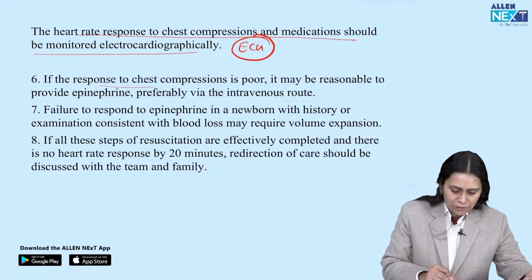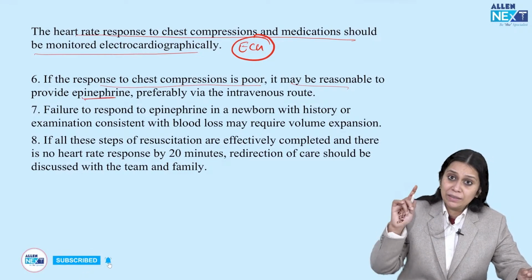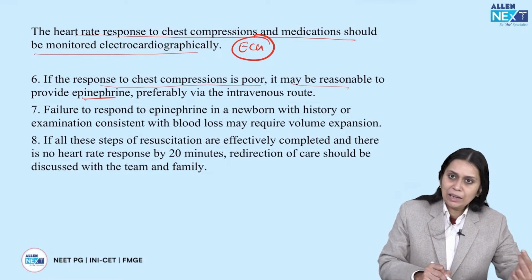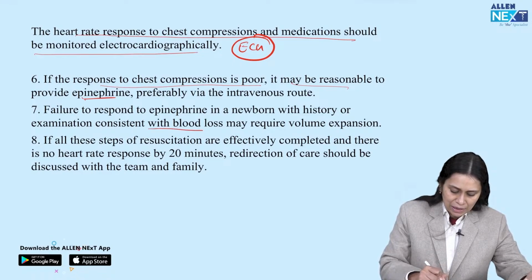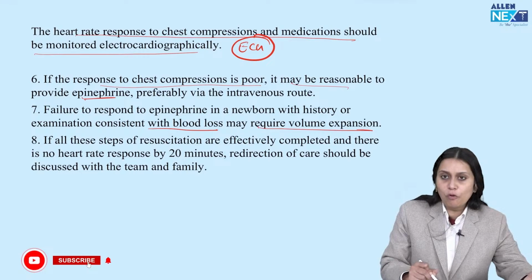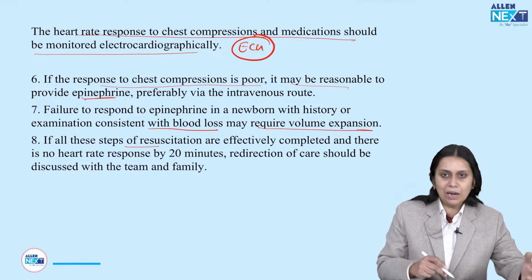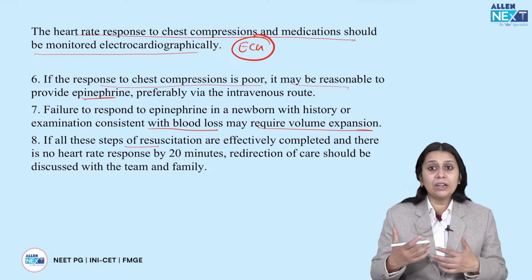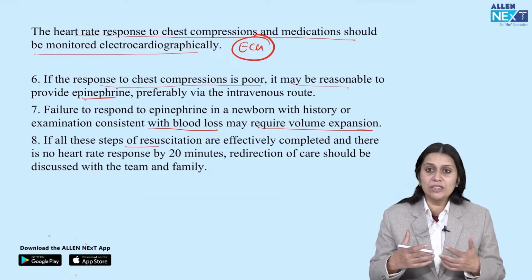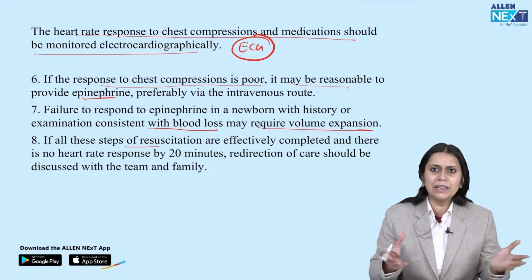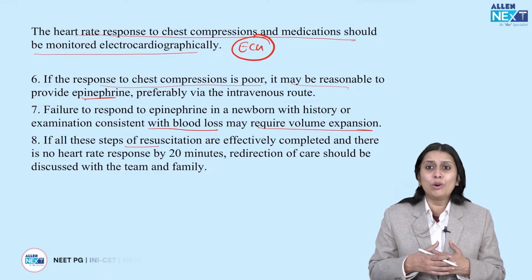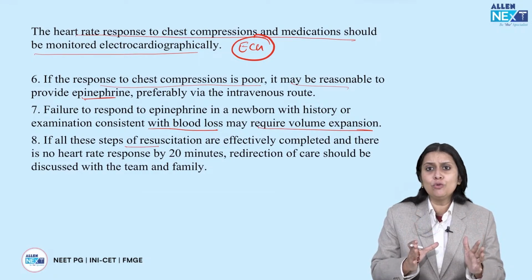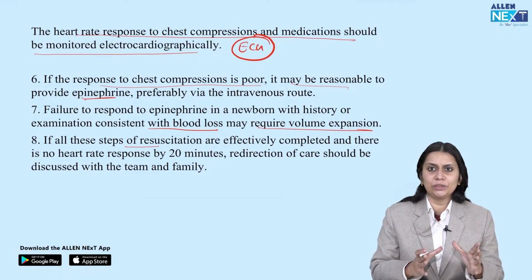If the response to chest compression is poor, it may be reasonable to provide epinephrine. If chest compression is not improving, then we add epinephrine. And if epinephrine is also not doing the job, then we add blood or fluid, going for volume expansion. If all these are not achieving the heart rate we want and the oxygenation of the child is not improving, then definitely, let's say after 20 minutes, we start counseling the relatives about the poor prognosis of the child.